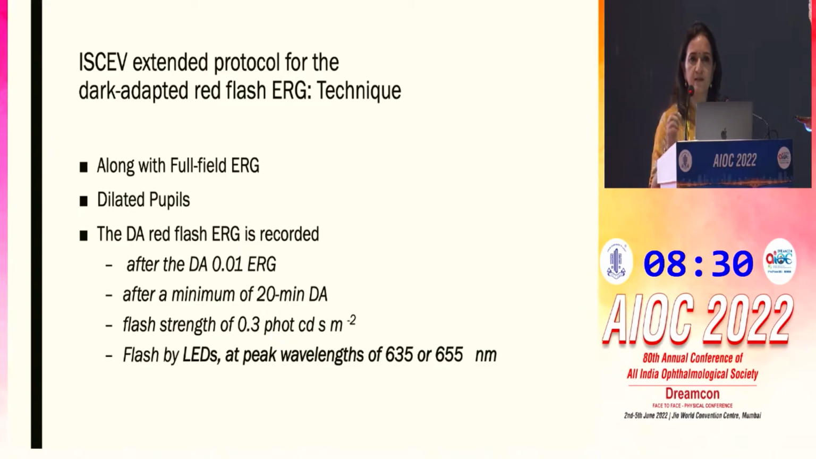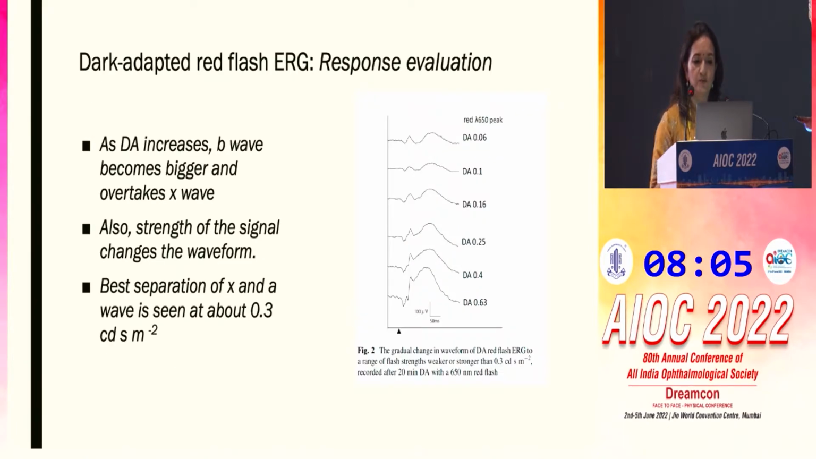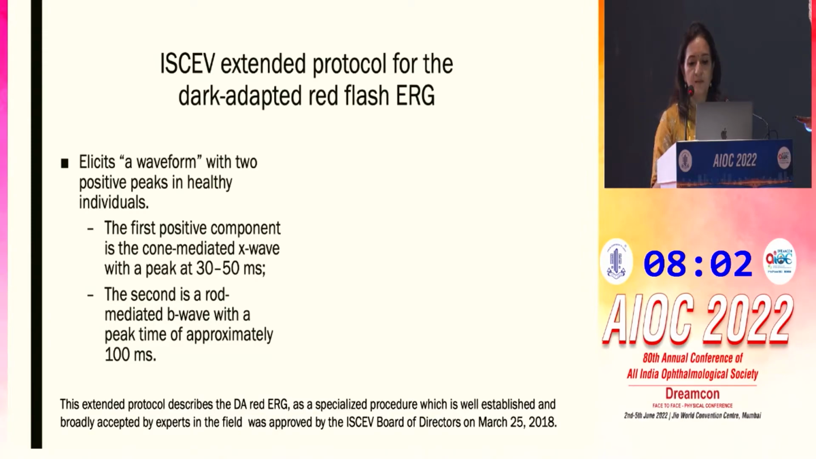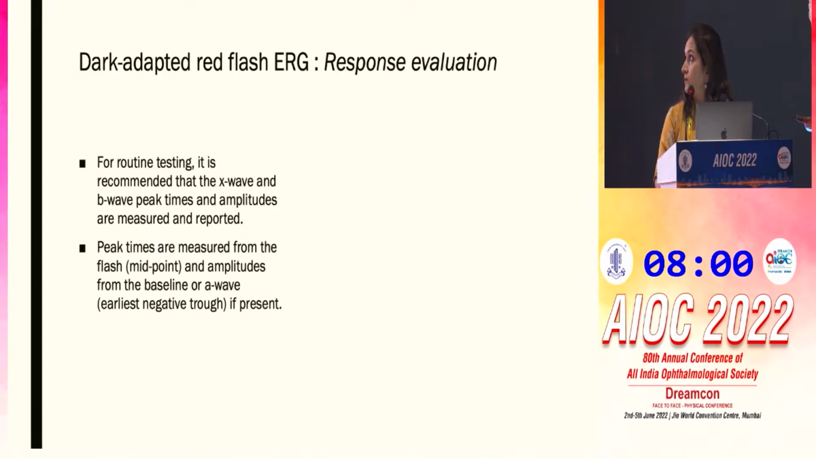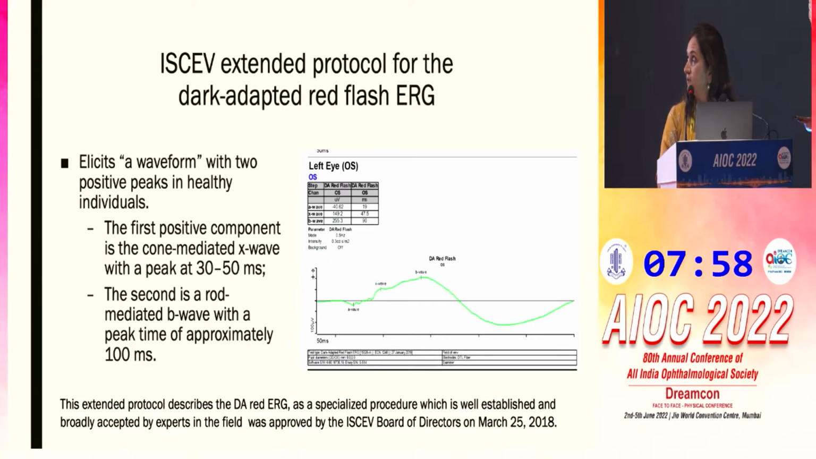The basic dark adapted first wave which is used is 0.01. After that, you use a strength of 0.3 with a red flash, with the same amount of dark adaptation, that is 20 minutes. That is the protocol. Actually, you don't need to remember this because most of the machines will come with this set protocol, but you need to know where to apply it and how to use it. When you use this typical protocol, this is the kind of response that you get.